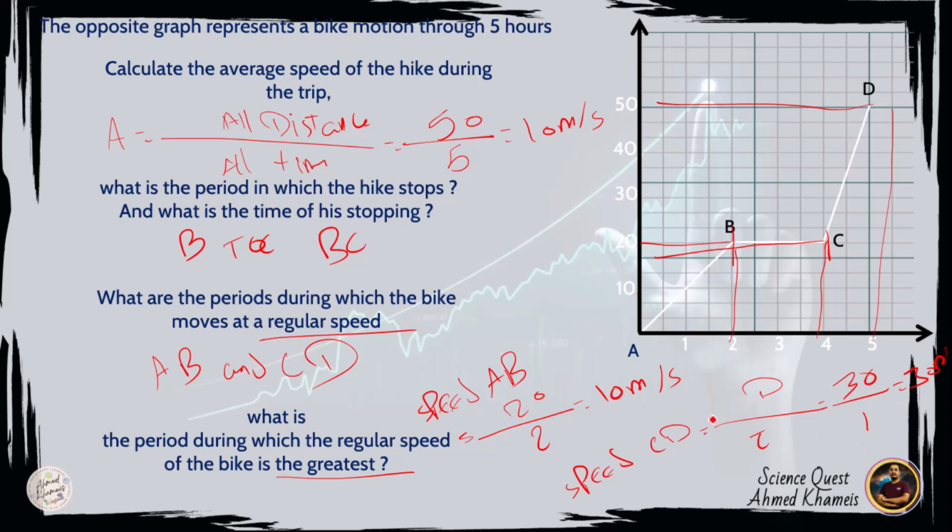So the bike from A to B was going with a speed of 10 meter per second, and from C to D, the bike was going with a speed of 30 meter per second. So the period from C to D, the bike was going with the highest speed.